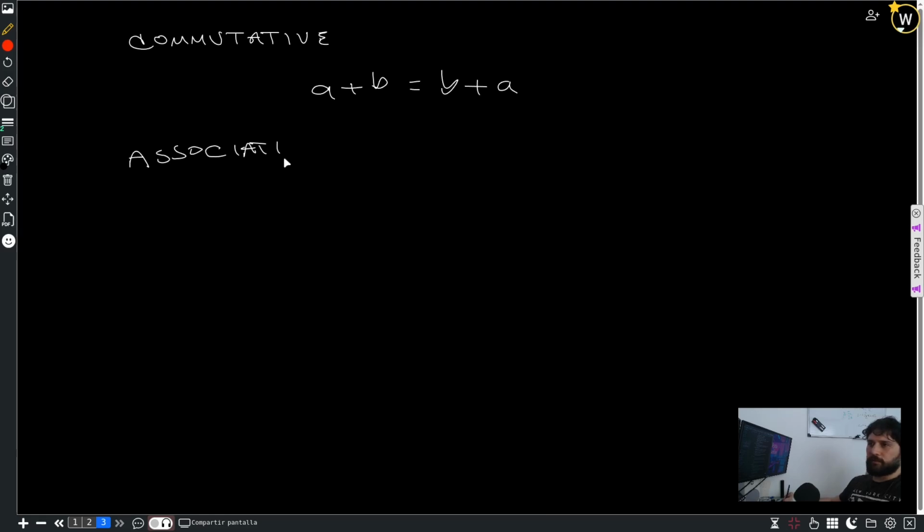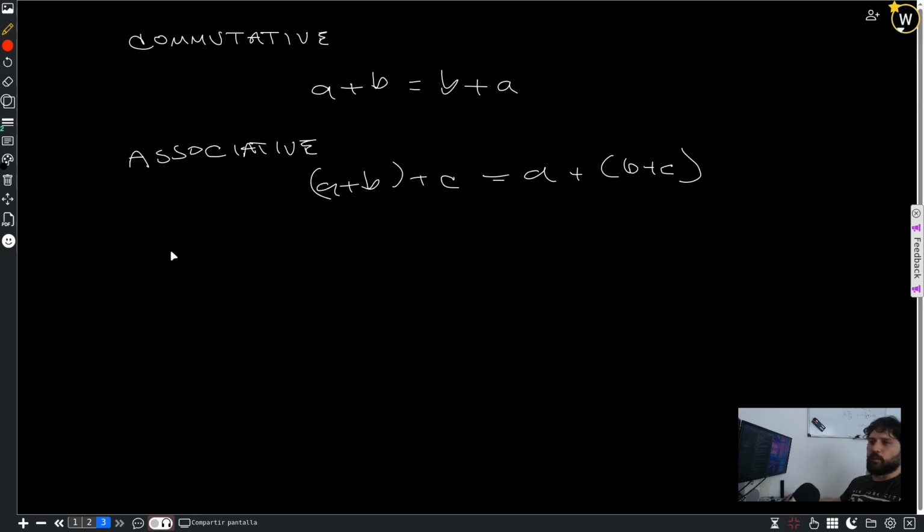Additions in integers have certain properties or characteristics. One of them is they are commutative, and this means that if we have something like a plus b, then b plus a is equivalent. Another property is they are associative, and this means that if we have a plus b, for example, plus c, this is equivalent to saying a plus b plus c.